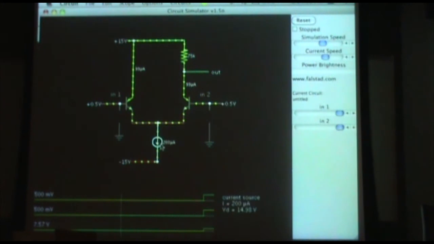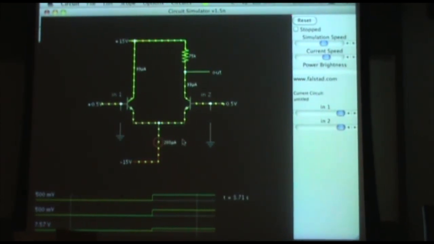Okay, so I've replaced the resistor that we had here with a current sink. Now, in this case, what the current sink is going to do is instead of acting like a resistor and having a current through it that's proportional to the voltage across it, it's just going to try and pull the same amount of current.